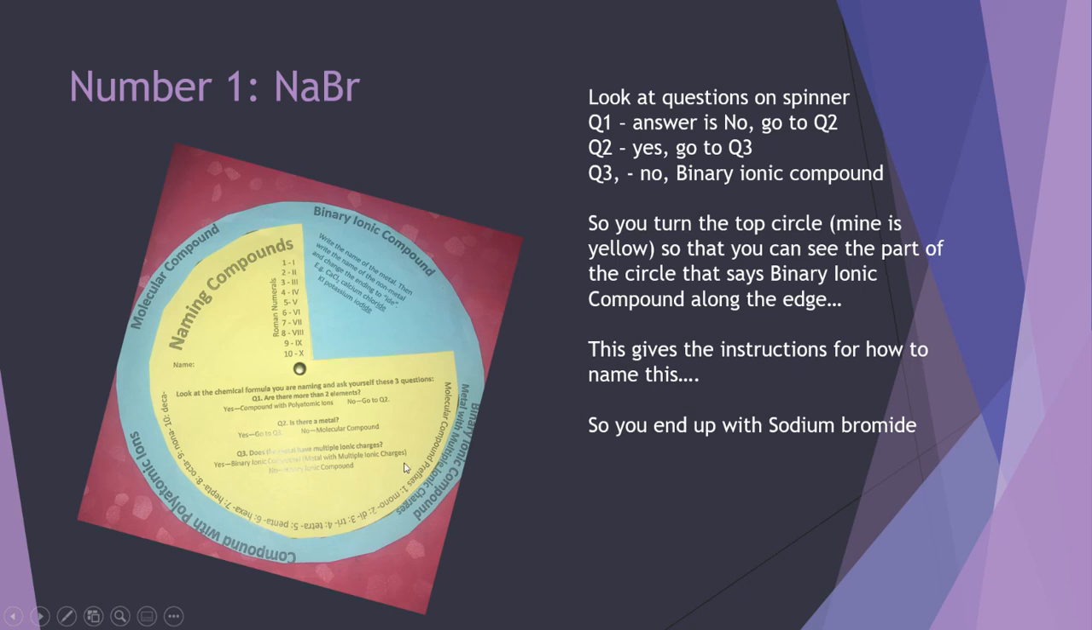So then you're going to turn the top circle, and mine is yellow, so that you can see the part of the circle that says binary ionic compound. And it gives the information here about how to name it. It says write the name of the metal, then write the name of the nonmetal, and change the ending to "ide." So in this case, we write sodium, and instead of bromine, it becomes bromide. So you end up with the name sodium bromide.